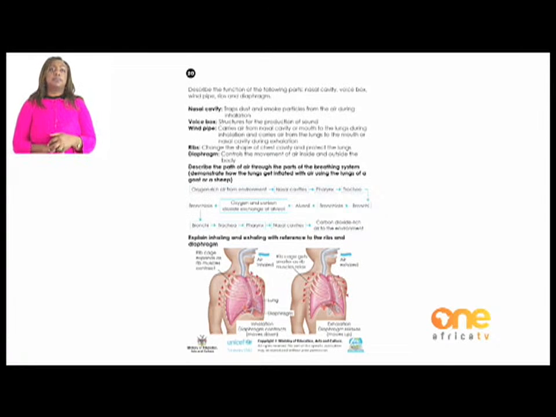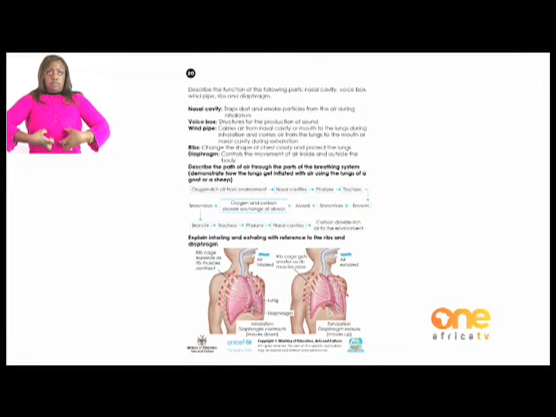And then also to make sure that when you are breathing in, it shapes up our chest to make sure that the accommodation of the air that we breathe in is enough or created. The last part is to control the movement of air inside and outside the lungs, the body.